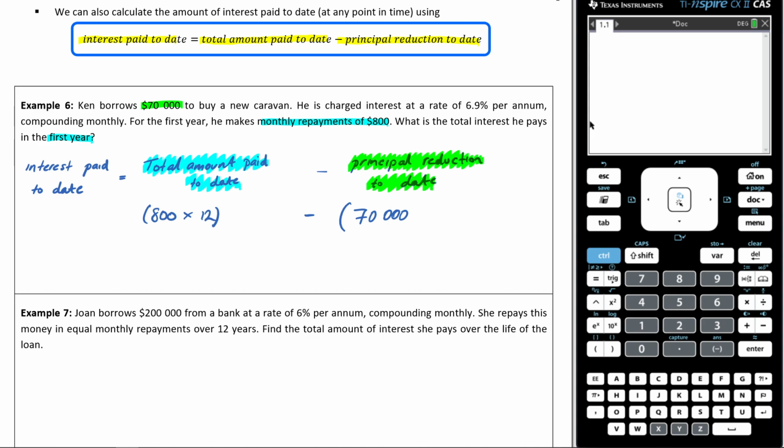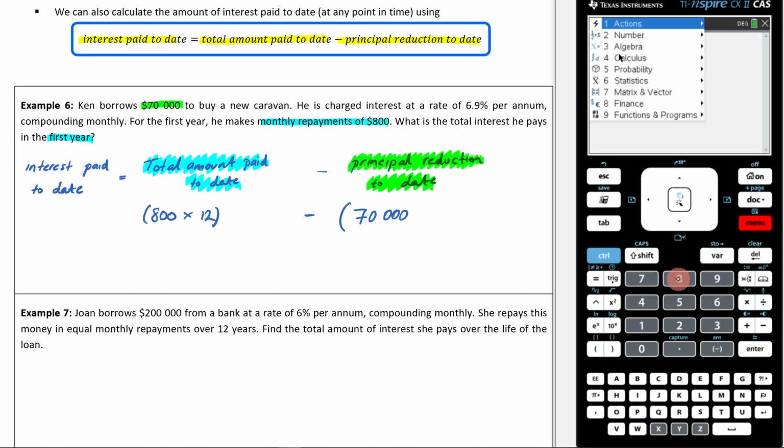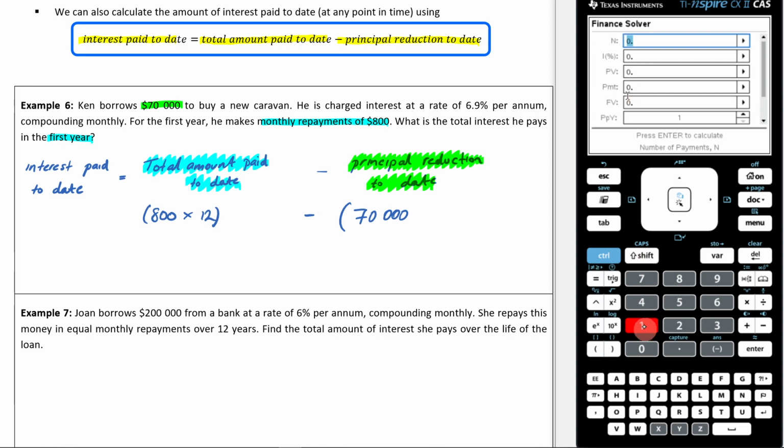What I would do here is use my finance solver. So I would come here, go menu 8.1. My N is going to be 12 because it's just for the first year and it's monthly repayments. My interest rate is going to be 6.9. My present value is going to be the 70,000, and remember it's positive because it's money in my pocket that the bank has given me. My payments are $800, but remember it's negative $800 because you're giving it to the bank. My future value is what I'm trying to figure out, what my new loan balance is going to be. And my PPY and CPY are both 12, because it's monthly repayments and it's compounding monthly as well.